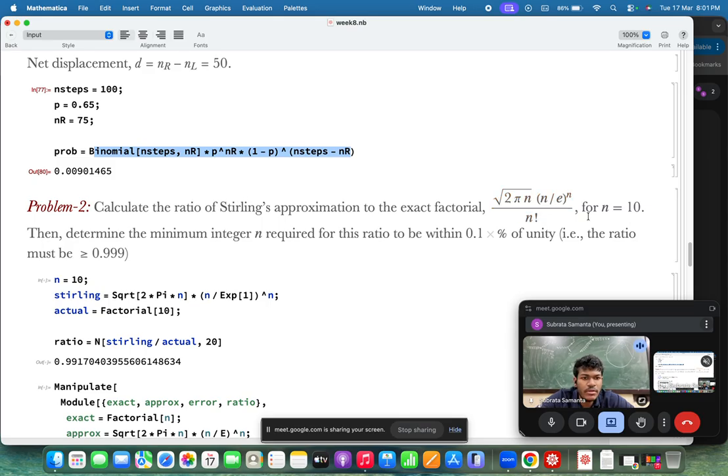Calculate the ratio, let us say for n equals 10. Then determine the minimum integer n required for these ratios to be within 0.1% of unity. The ratio must be greater than 0.999. It is 0.1%, so the last digits will be 9.